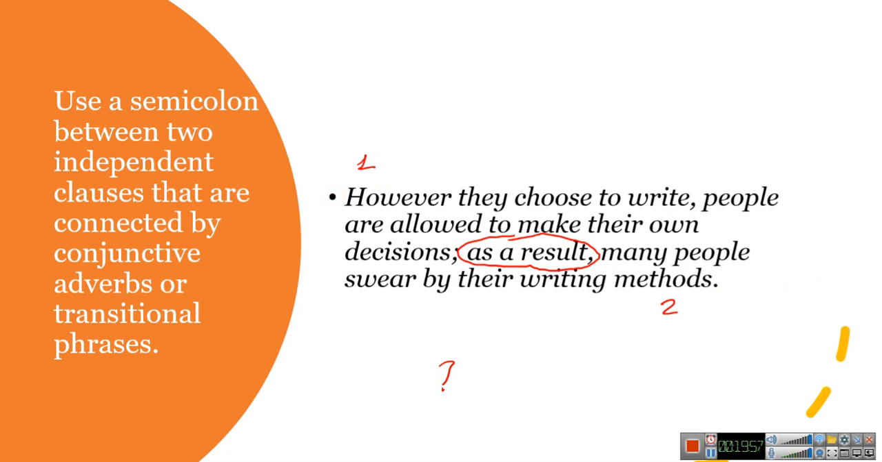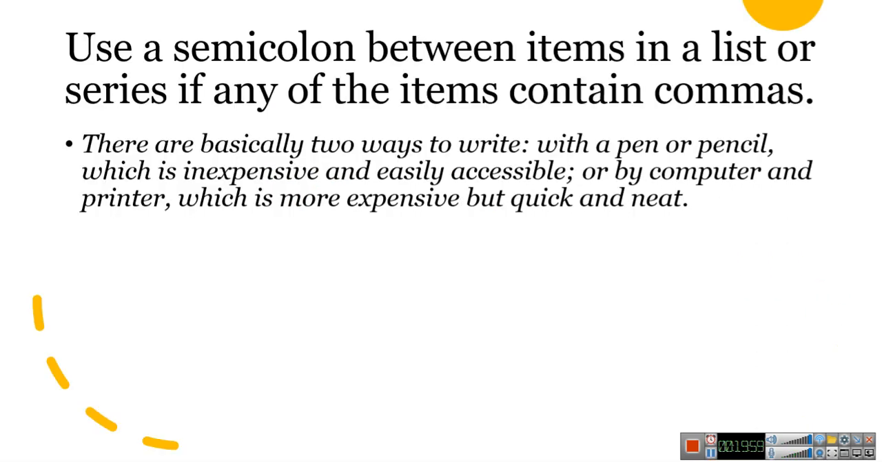All right. Now we also have another use: use the semicolon between items in a list or series if any of the items contains commas. Let's look at the example. There are basically two ways to write: with a pen or pencil, which is inexpensive and easily accessible; or by a computer and printer, which is more expensive but quick and neat.